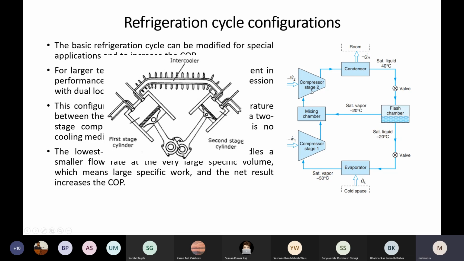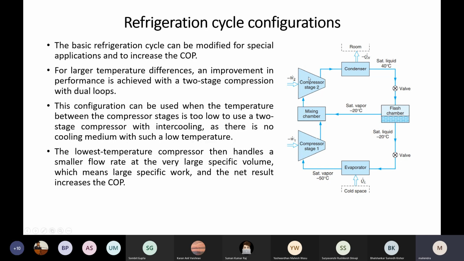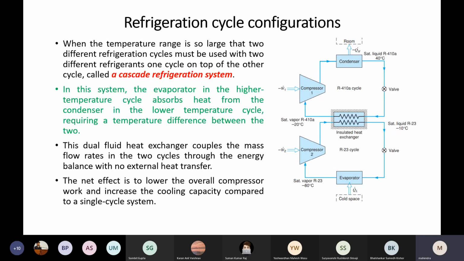If you don't cool, what will happen? The load upon the condenser will also increase. Load upon the condenser means you have to circulate so much cold water, or otherwise coolant, over here. So that is the reason we are taking one mixing chamber, and certain vapor we are mixing over here, that gets cold, and then we are compressing in the second stage, and then the cycle happens like this. Very fine. And there is another very important configuration.